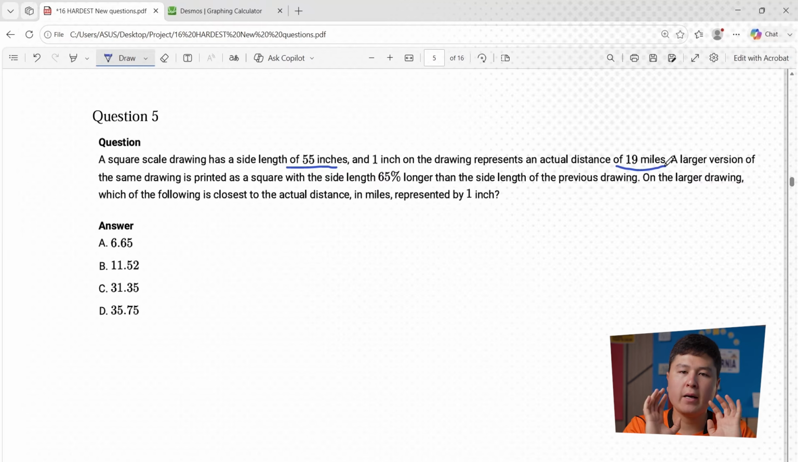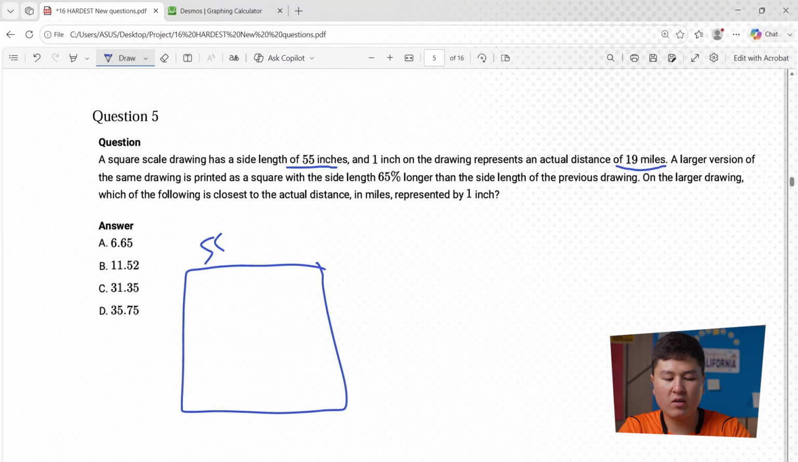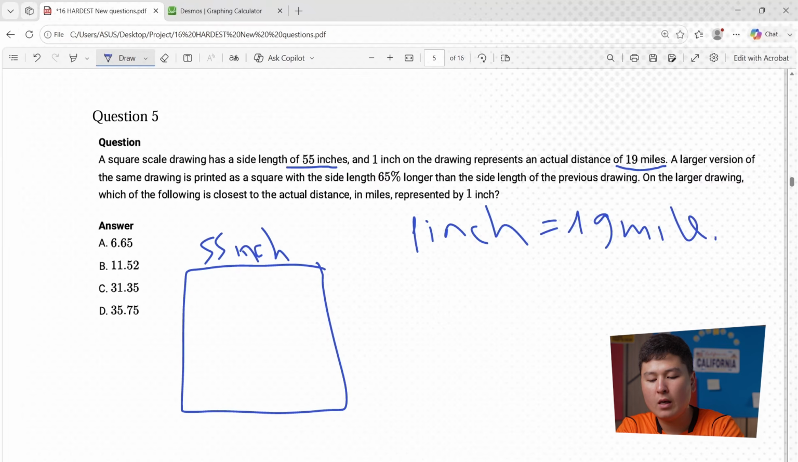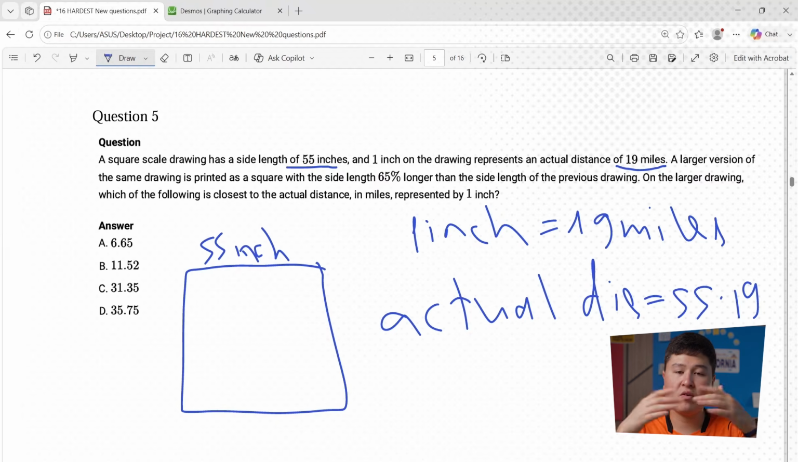Guys, here I just have the formula, so you have to learn it, that's all. Imagine you have a drawing that is 55 inches and you are given that 1 inch here equals 19 miles. And now, guys, let's just find what the actual distance is. So here the actual distance I'm going to write is equal to 55 multiplied by 19, because 55 is the length of the drawing and 19 is 1 inch. So 55 multiplied by 19 gives you the total length.